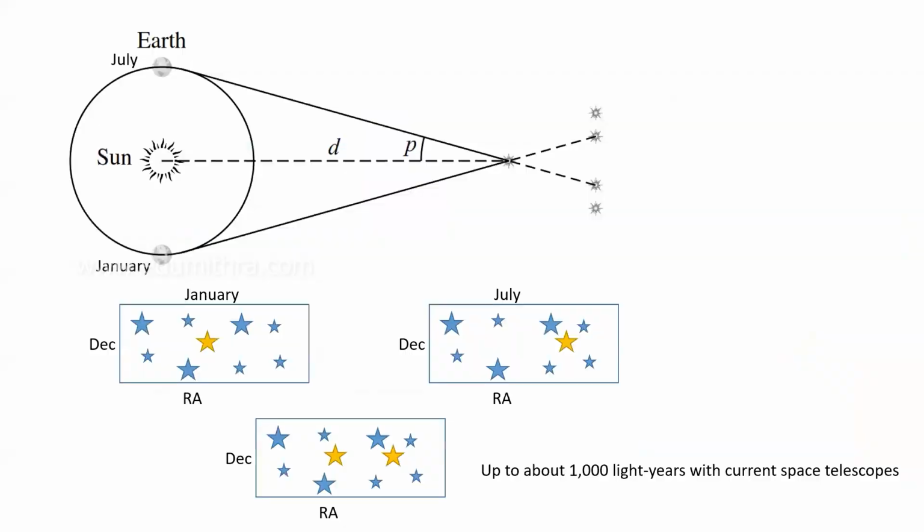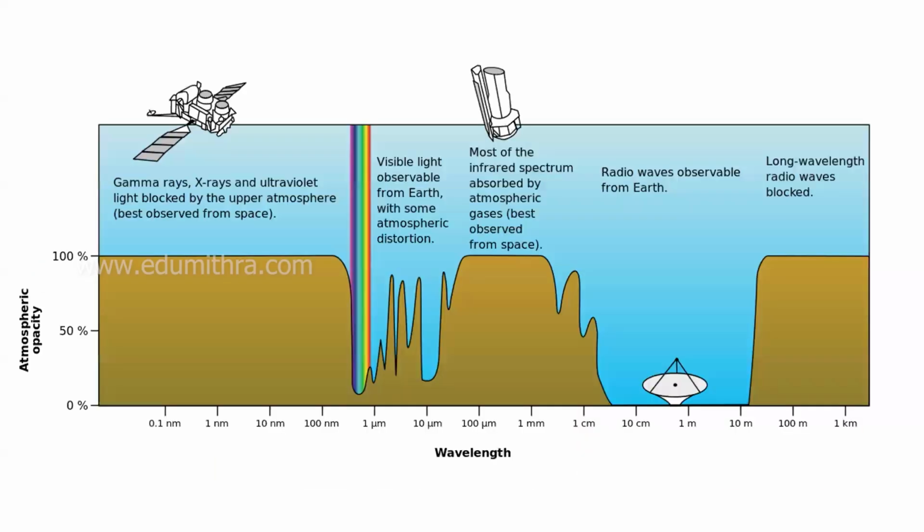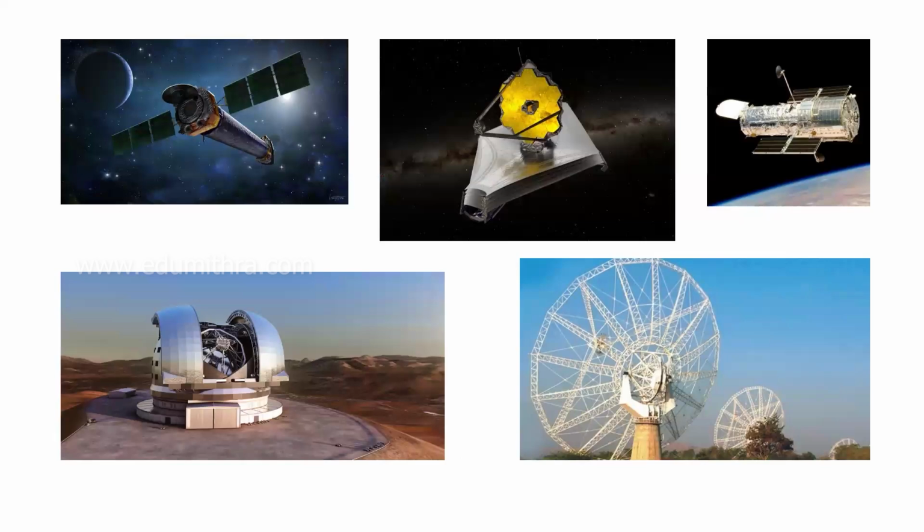And not all the lights are actually receivable on the ground surface, because the atmosphere is opaque to gamma rays, X-rays, and ultraviolet, and some of the infrared and microwaves as well. So for observing in those regions, we have to go to space. That is why we have space telescopes.